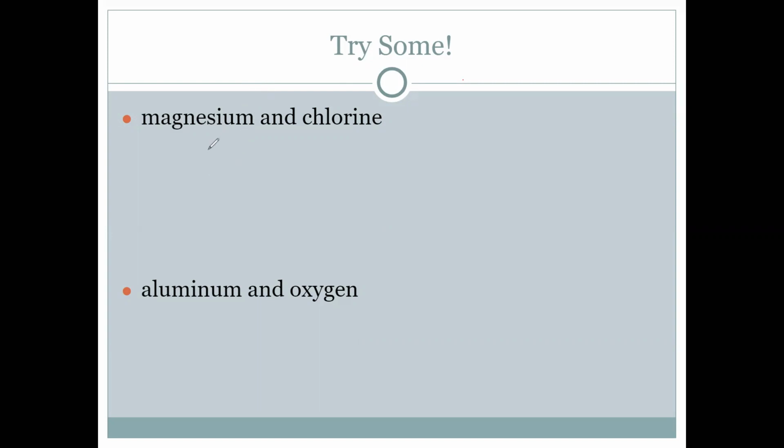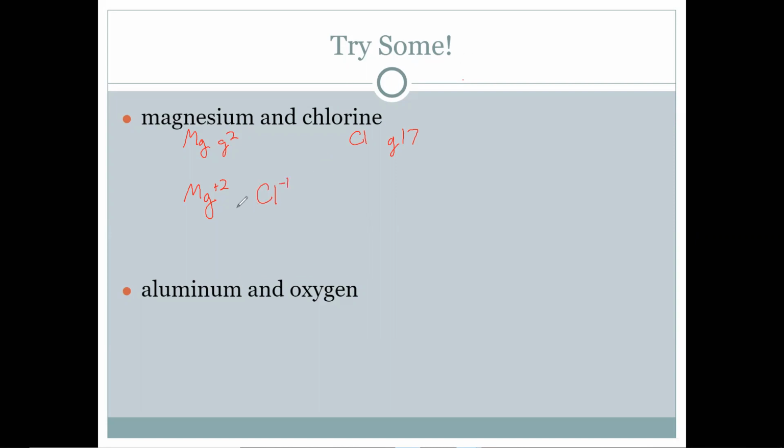So let's take magnesium and chlorine. Magnesium, abbreviated Mg, is going to be in group 2. Chlorine, abbreviated Cl, is going to be in group 17. Okay? So from that information, you should know that magnesium has a +2 charge. It's written on your periodic table, and chlorine is going to have a -1 charge. Okay? Let me switch colors.